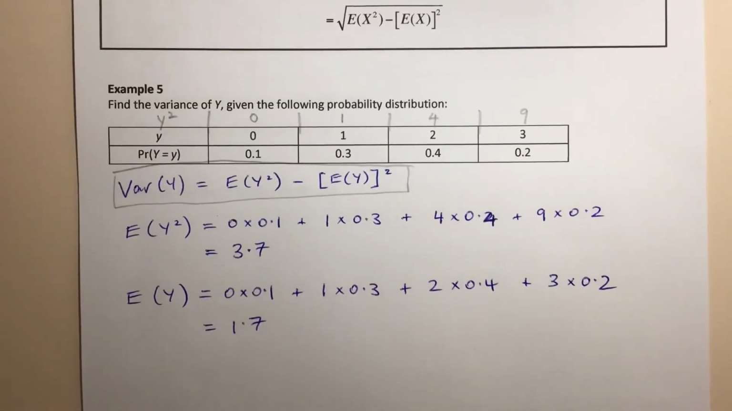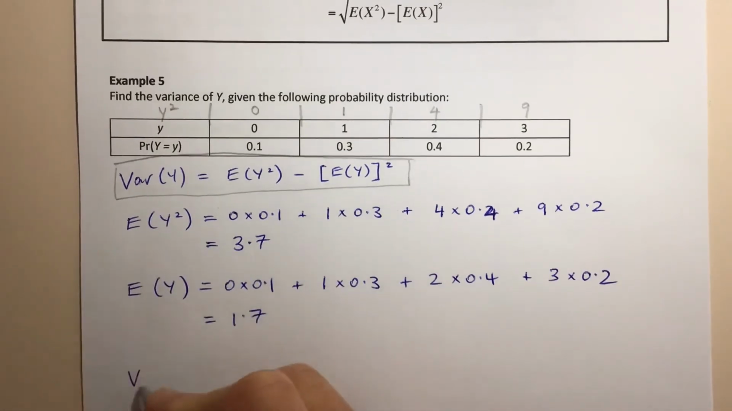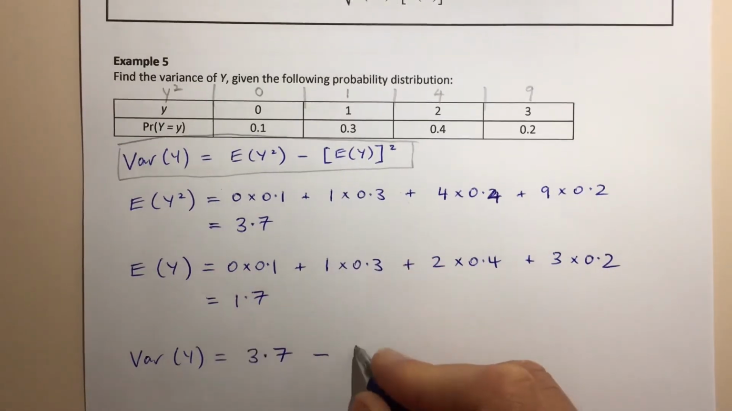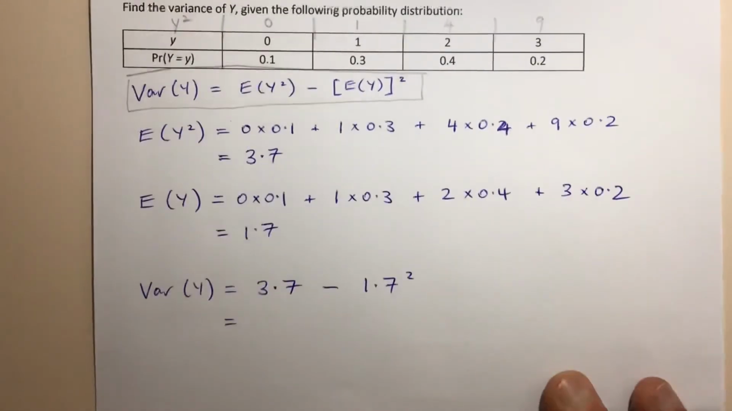Okay, so we've got the two bits that we need here. We can go back to this formula and say the variance of y will equal the expected value of y squared, and that's 3.7, minus the expected value of y, which is 1.7, squared. So these two values are going to give me the variance of y. I should have grabbed a calculator because I'm not going to be able to do that very well in my head, I don't think.